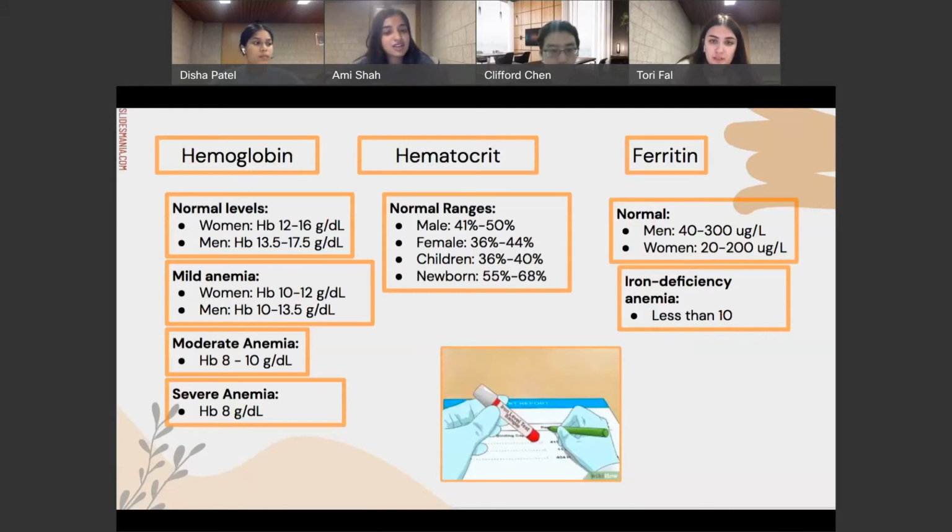And then for hematocrit, they're based on percentages. So these are the normal ranges, and anything under would resemble having low iron. So, for example, for a female, 36% to 44% is normal, and anything lower would indicate anemia. Finally, for ferritin levels, ferritin is the protein in your body that helps store iron. So again, a lower number indicates you can't store iron. So anything less than 10 would indicate this.